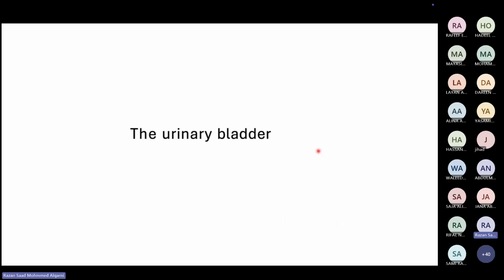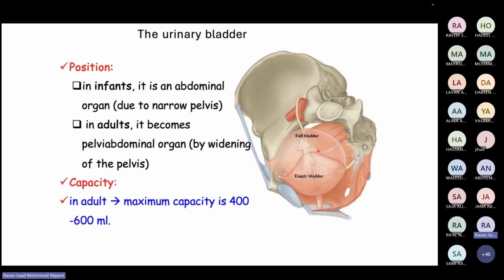So now we finished the kidneys, we finished the ureters. Let's come to the urinary bladder. So what about the urinary bladder? First, let's clarify that the urinary bladder position at the infant stage is different from the adult stage. In infants, it's going to be an abdominal organ. Why? Due to the narrow pelvic cavity of the infants. While in adults, it becomes what? Pelvo-abdominal organ by widening of the pelvis.